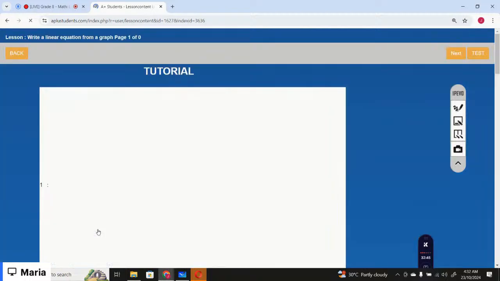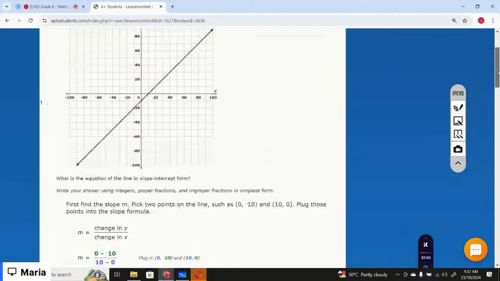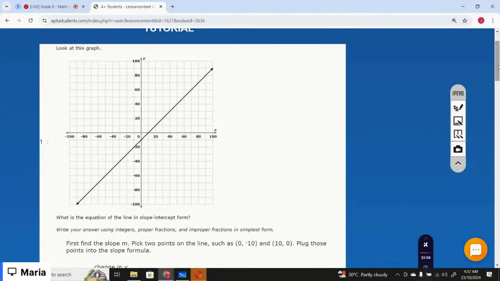Now we're going to learn how to write down the equation when we are given the graph, right? Look at this graph. What is the equation of the line in slope-intercept form? So you need two things. For the slope-intercept form, you need a slope and you need to find the y-intercept. Y-intercept is the point where the graph is touching the y-axis. So just look at this graph.